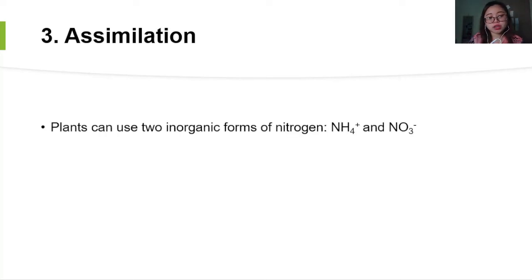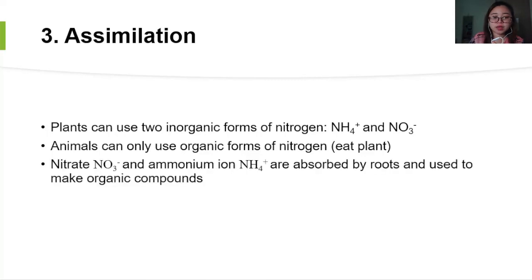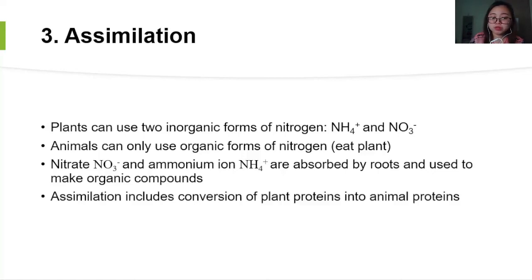Now let's continue on to the third process in the nitrogen cycle, which is assimilation. Plants can use two inorganic forms of nitrogen, which is ammonium and nitrate, NH4 plus and NO3 negative. Animals can only use organic forms of nitrogen. So, plants boleh ambil terus dari tanah. Animals tidak boleh ambil terus dari tanah. Dia mesti makan tumbuhan yang ada nitrogen. So, nitrate, NO3 negative, and ammonium ion, NH4 plus, are absorbed by the roots and used to make organic compounds. Assimilation includes the conversion of plant proteins into animal proteins as well. So, bila haiwan makan tumbuhan, itu juga digelar sebagai assimilation.